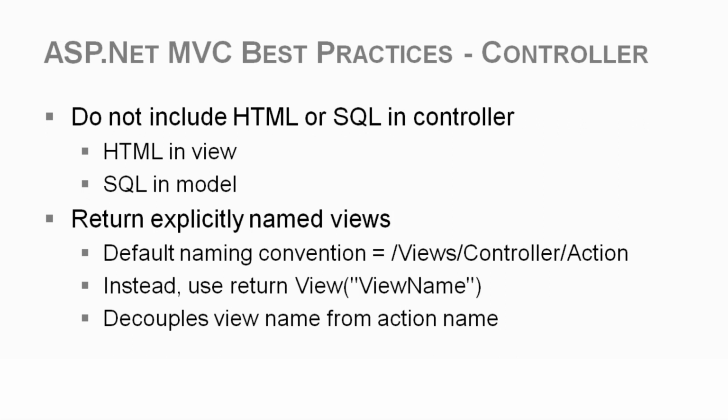Return explicitly named views. By default, the naming convention when you return view with no parameters is /views/controller/action.